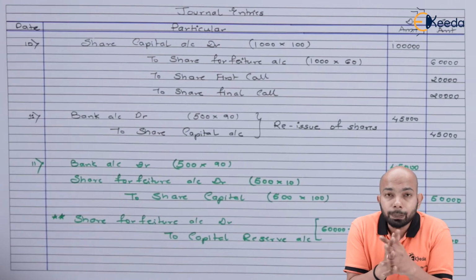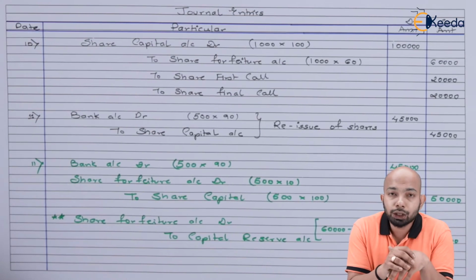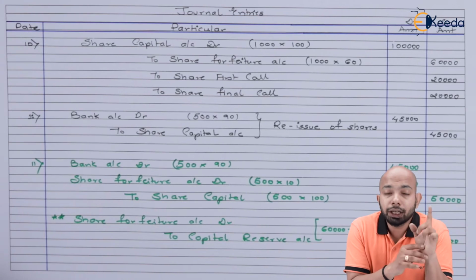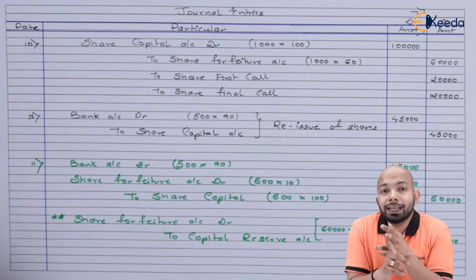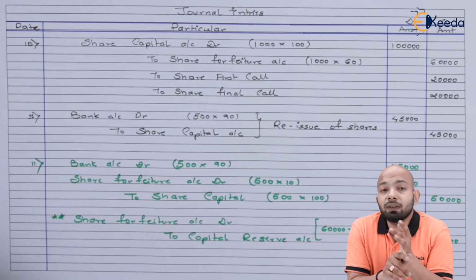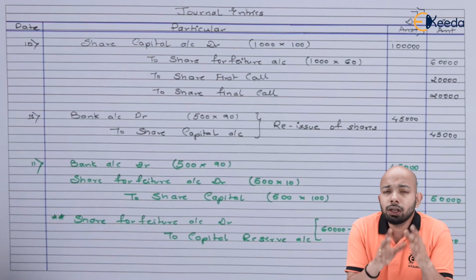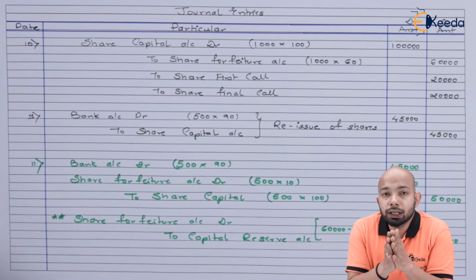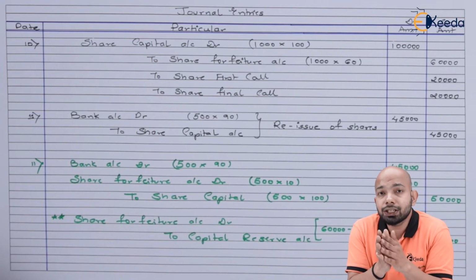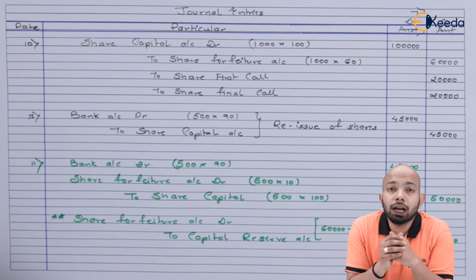Now with this, we have completed the entries, or rather the journal entries. Now it's time to prepare the ledger accounts. So we'll be preparing the share forfeiture account, we'll be preparing the share capital account, and we'll be preparing the bank account as well. Ideally, we're supposed to prepare only the bank account, but in addition to this, for you to understand how the working is going on between bank, capital and share forfeiture, we'll prepare the additional two accounts as well. So let's start with the account preparation.